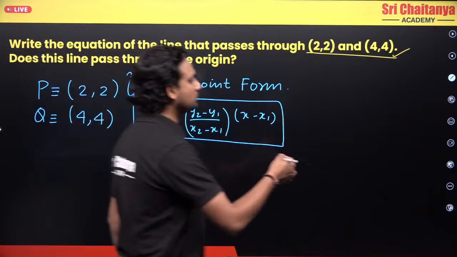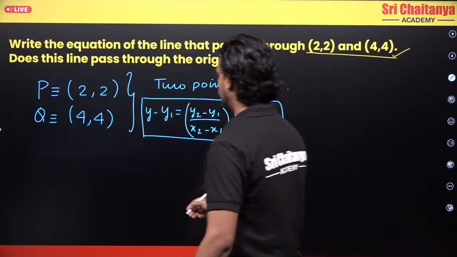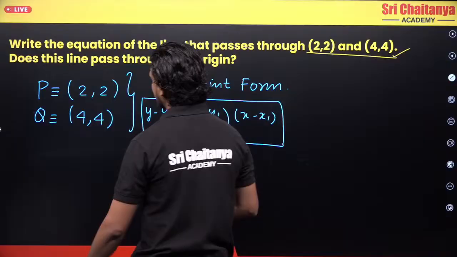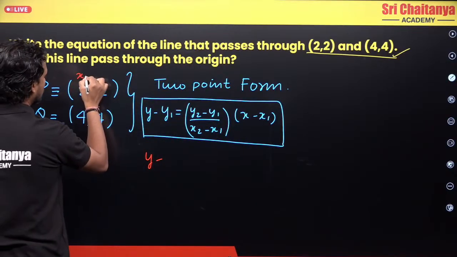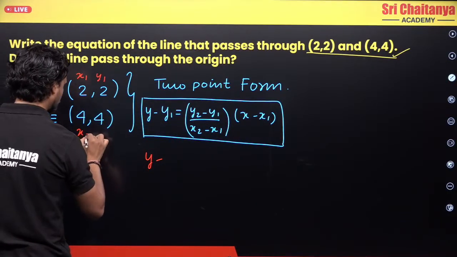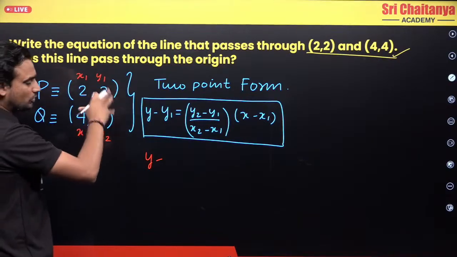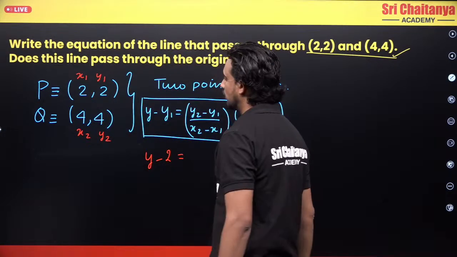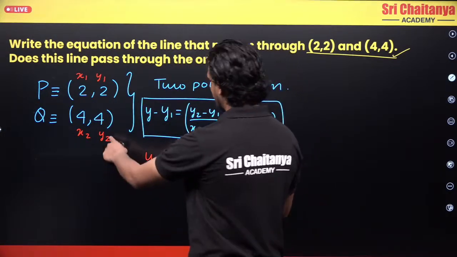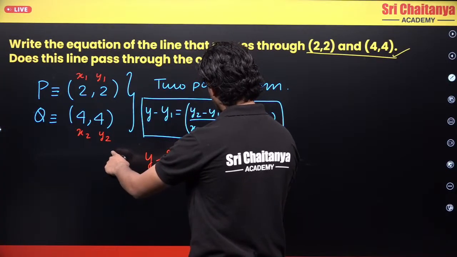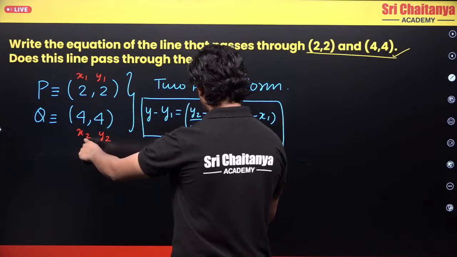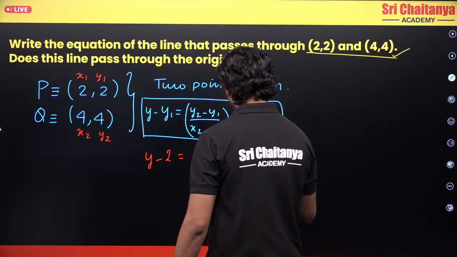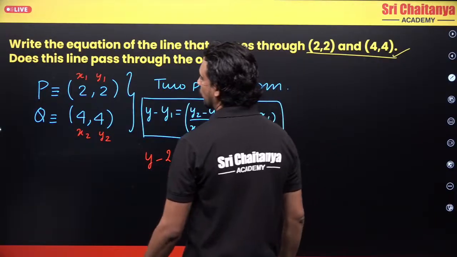So let's substitute the values. I have y minus y1. Let's say this is x1, y1, this is x2, y2. You can change also, it will not matter. Y1 is 2, is equal to y2 minus y1: y2 is 4 minus y1 which is 2, upon x2 which is 4 minus x1 which is also 2, into x minus x1. X1 is 2.